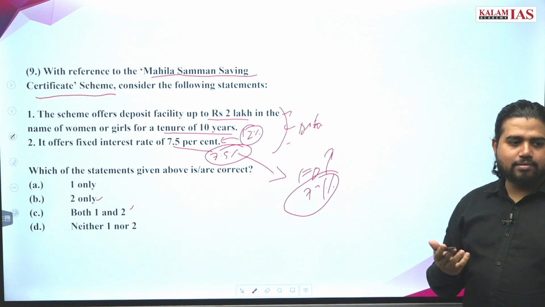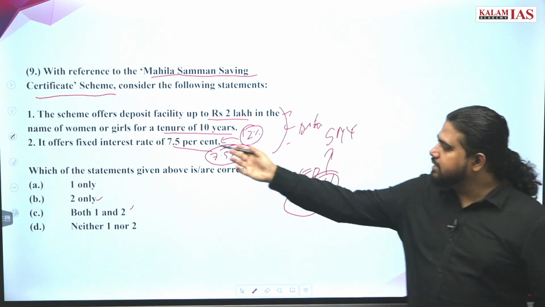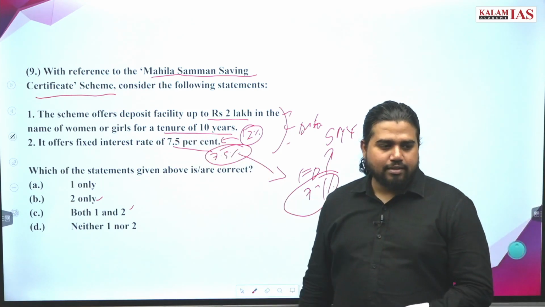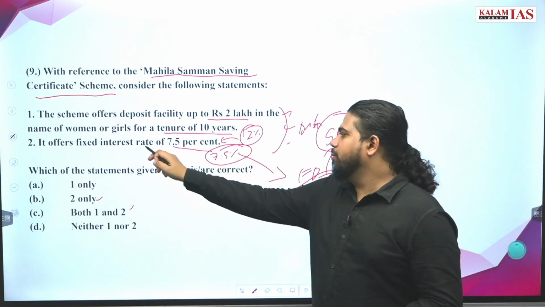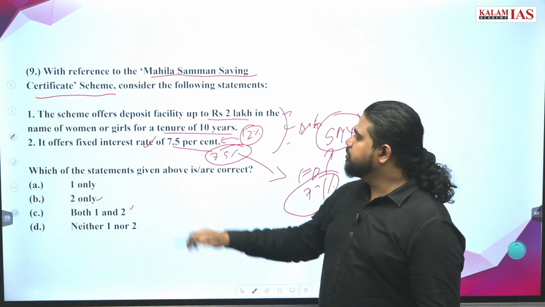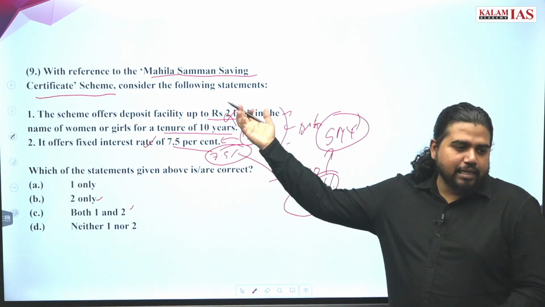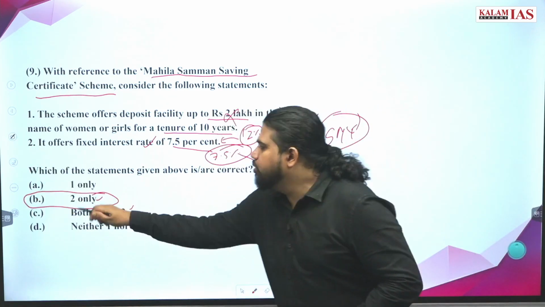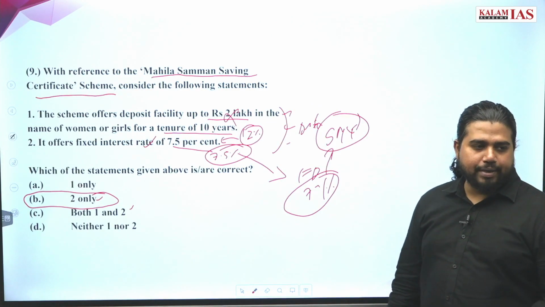Not Beti Bachao. Sukanya Samriddhi Yojana. Here also the interest rate is something around 7.1, 7.4%. So most probably this can be a correct statement. And this has too much data packed into it, so it's better to assume this as a wrong statement. Something can be easily made wrong in the first statement. Most probable answer, even if I don't know much about this Mahila Samman Savings Certificate scheme, is B.